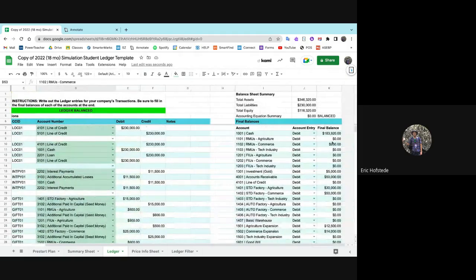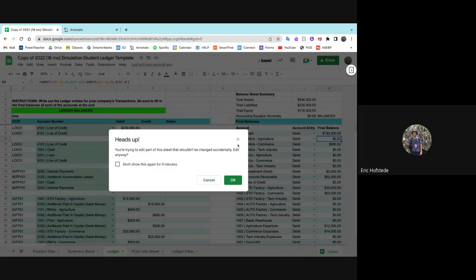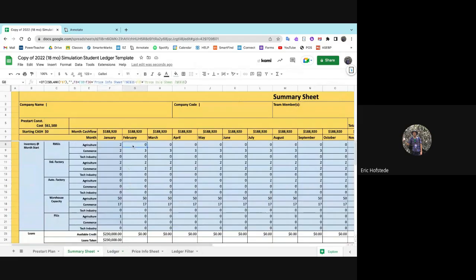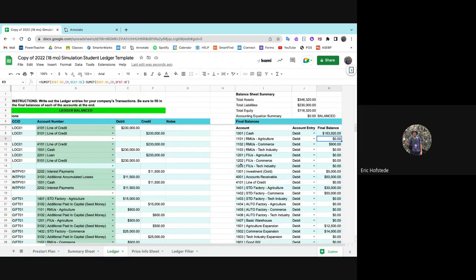And now I have these leftover commerce and no leftover agriculture, like I said I had a second ago, which is in agreement with my summary sheet for February. I have 3 RMUs left for commerce, none for agriculture, and no FIUs left over. So my FIUs are 0. All right, shows you how much gold you have, your accounts receivable, which is going to be your construction or potentially your gold retained earnings, your gold interest in later months.